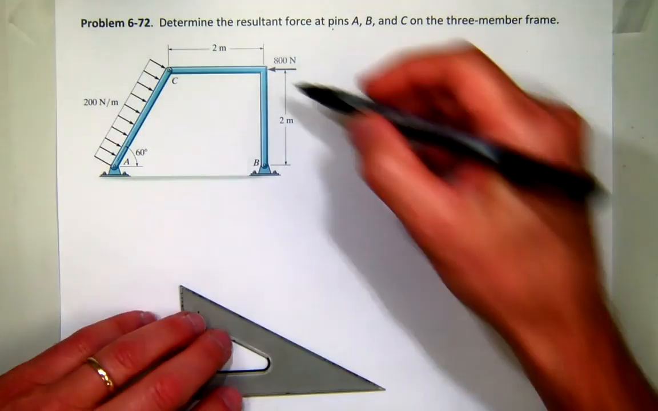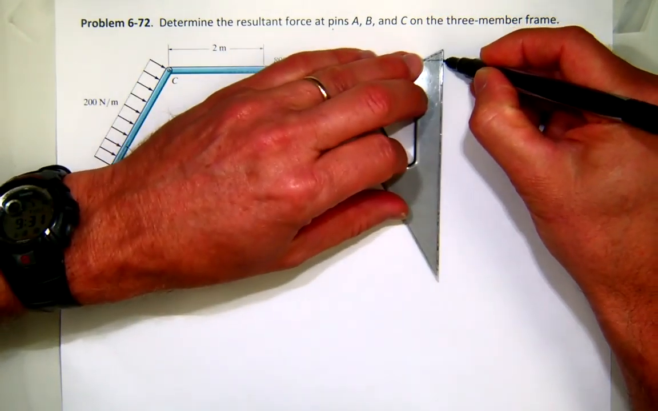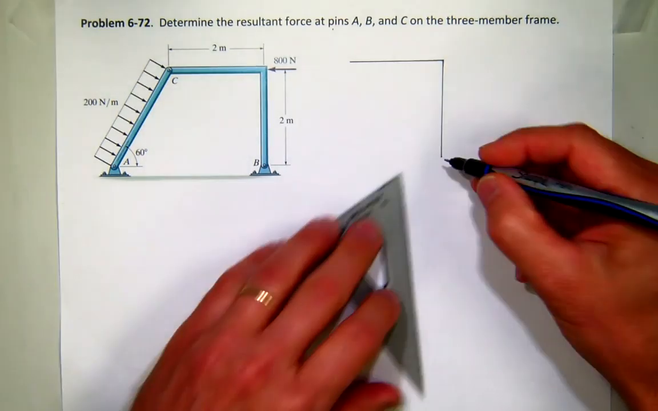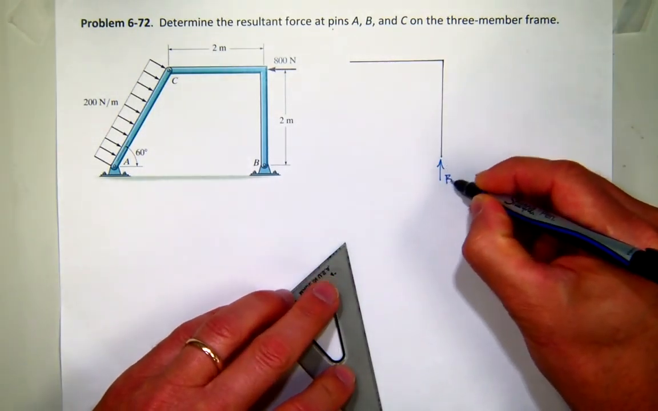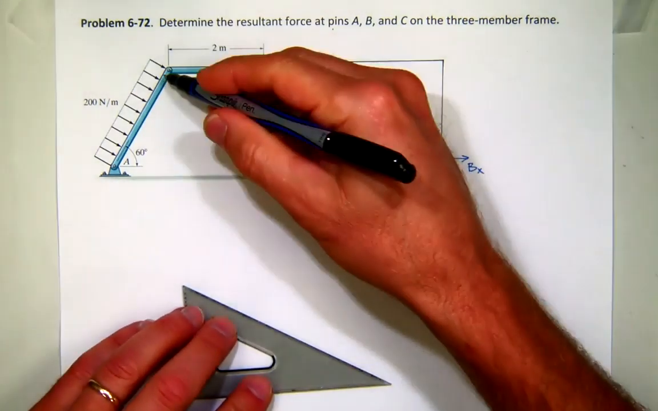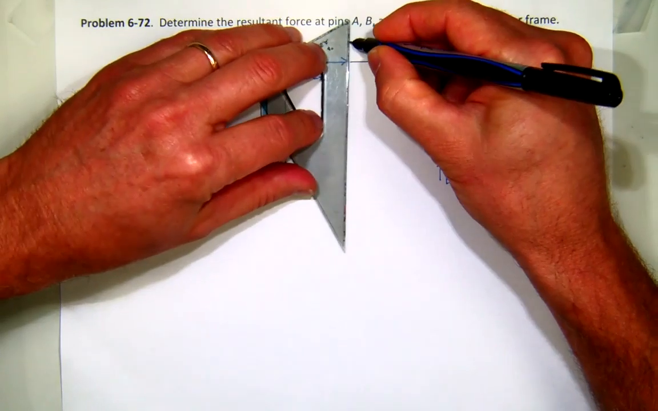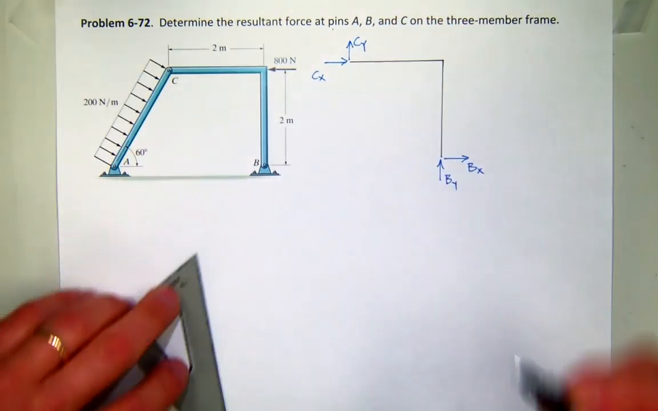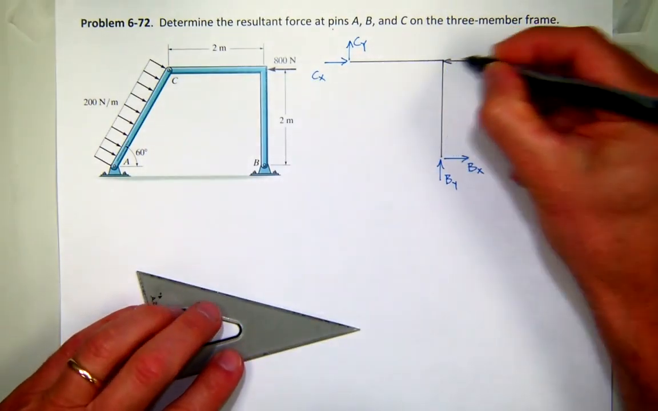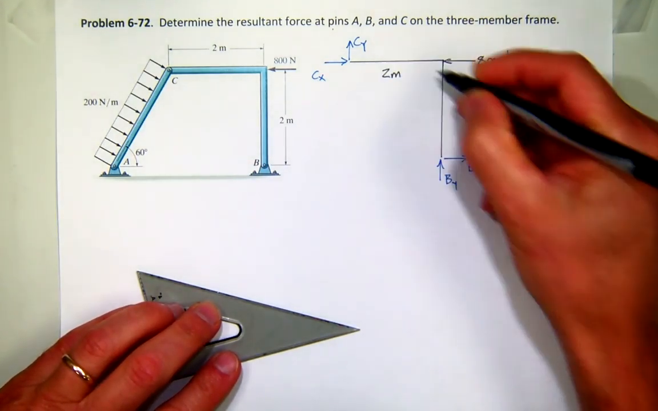And for no particular reason, I'm going to do this first element, C to B, first. So I'll draw a simple free body diagram of that structure. At B, I will assume that I have an X and Y component. And at C is also a pin. Again, I'll assume an X and Y component. And then let's not forget I have my applied force, which is 800 newtons and a length of 2 meters and a length of 2 meters.